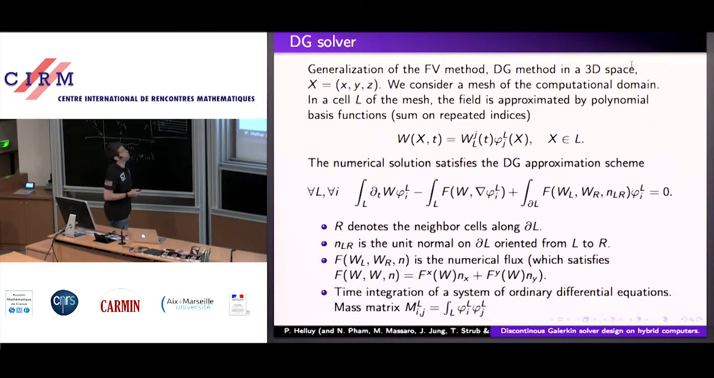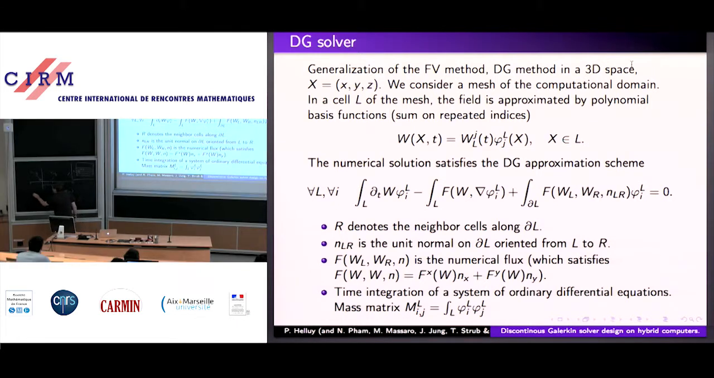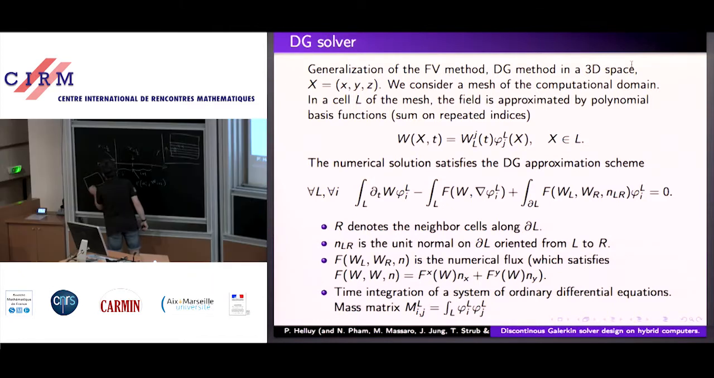So the discontinuous Galerkin method is a generalization of the finite volume method. And here I present it in a 3D space. So x here is small x, y, and z. And we consider a mesh of the computational domain. So think about a tokamak, for instance. And you have cells in the mesh. And for me, the generic cell is called L. So I will do a small drawing. So imagine that you have now a curved mesh of your computational domain, etc. And what I call L is a cell.